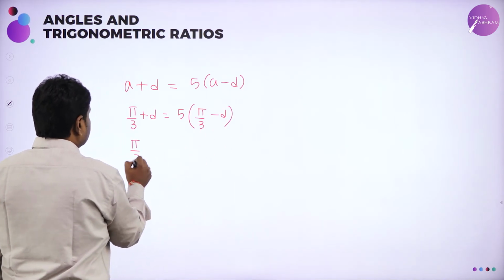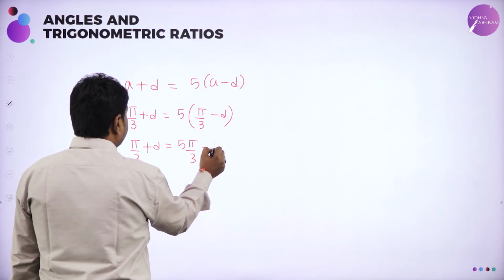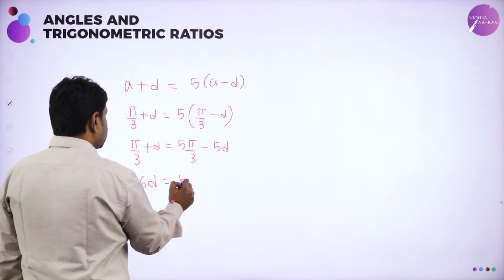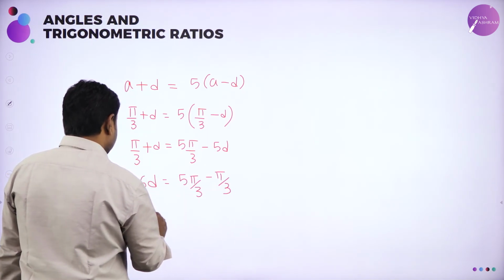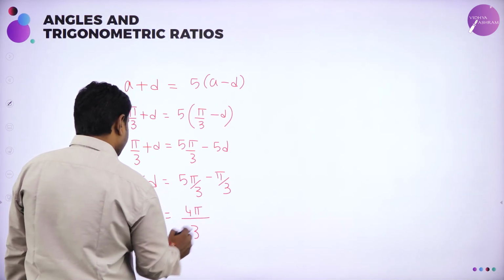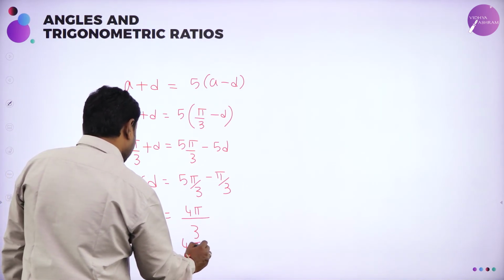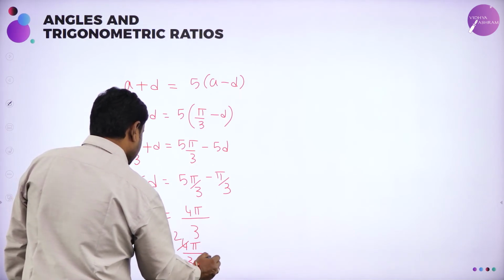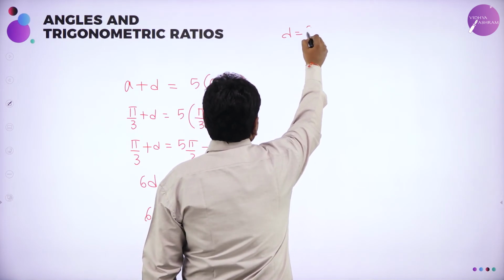Pi by 3 plus D is equal to 5 pi by 3 minus 5D. So bring 5D to this side, so it will become 6D is equal to 5 pi by 3 minus pi by 3. Further, 6 times D is equal to, 3 is the LCM, 4 pi by 3. And we need D, D is equal to 4 pi by 3 into 6. 2 2s are 4, 2 3s are 6. So we will get the common difference as 2 pi by 3.